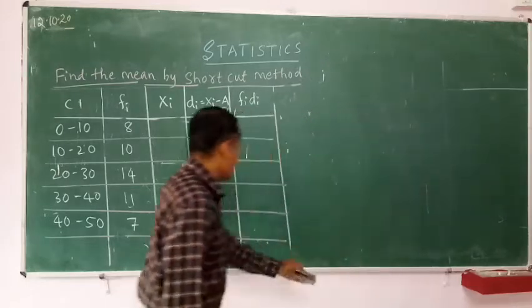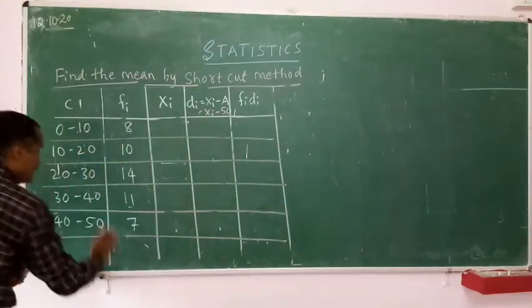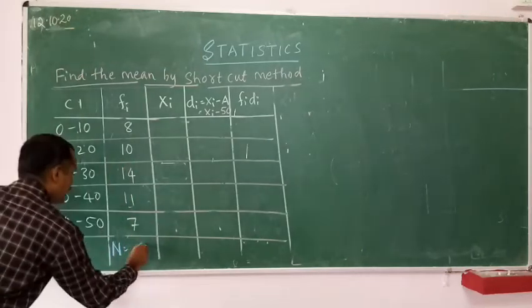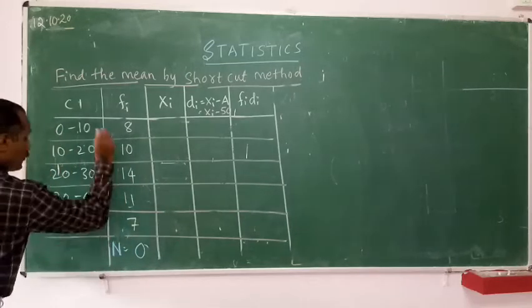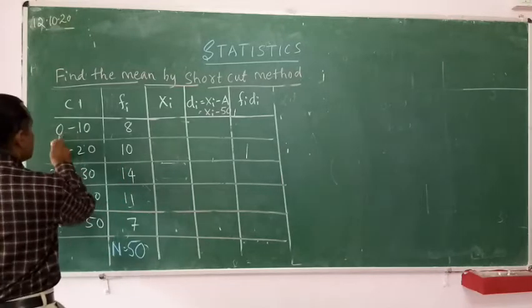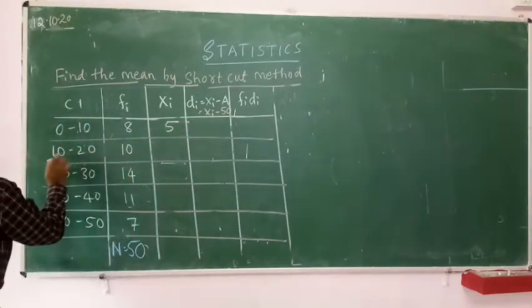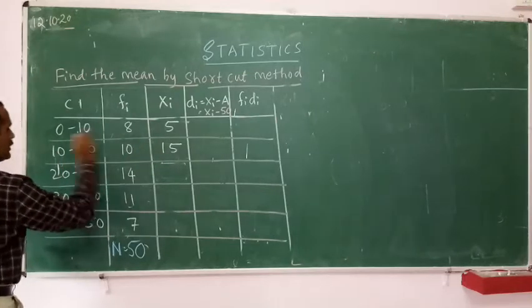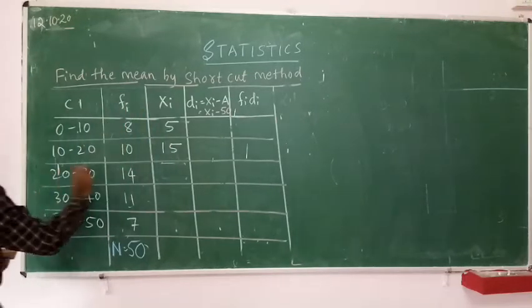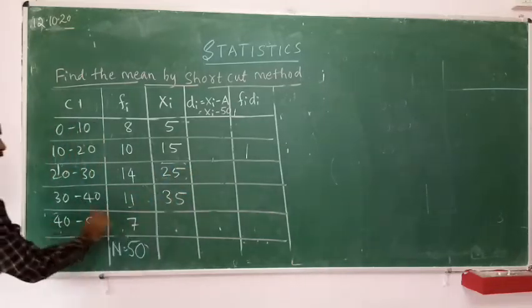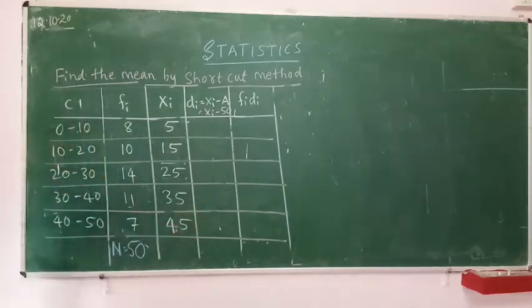Okay, students, let's start. For the first one, you can add this. N is equals to 8, 12, 20, 20 carry 2, 2, 3, 4, 5. N is equals to 50. Come on, xi. What is xi? The class mark. 10 by 2, 5. 30 by 2, 15. See here, 5 and 15, 10 more. 0 and 5, we have 5 more. 20 plus 5, 25. 30 plus 5, 35. 40 plus 5, it is 45.